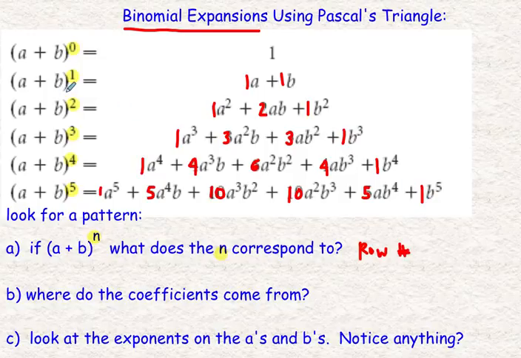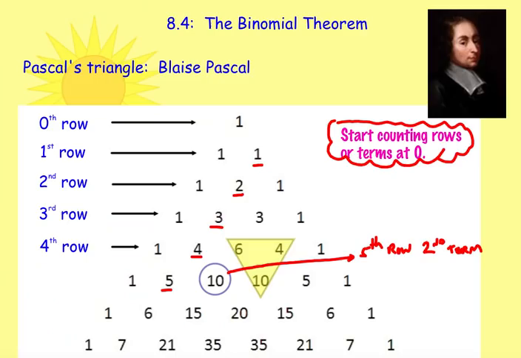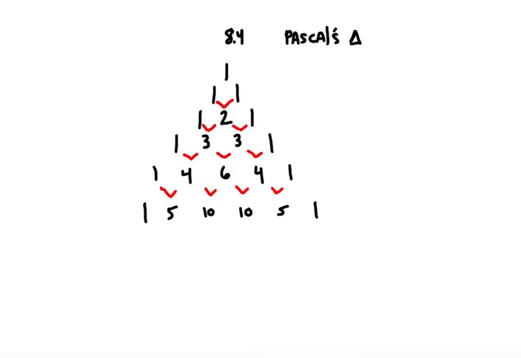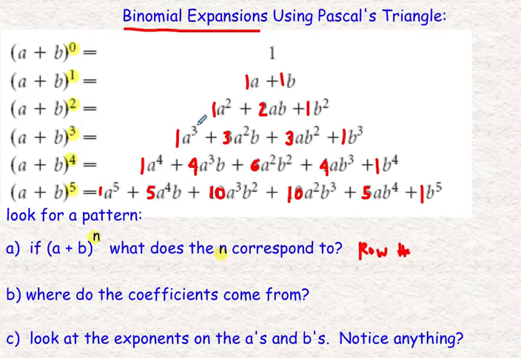And hopefully you're recognizing the pattern from Pascal's triangle. 1, 5, 10, 10, 5, 1, 1, 4, 6, 4, 1. Okay, go back and look here. See how all these red numbers are from Pascal's triangle.